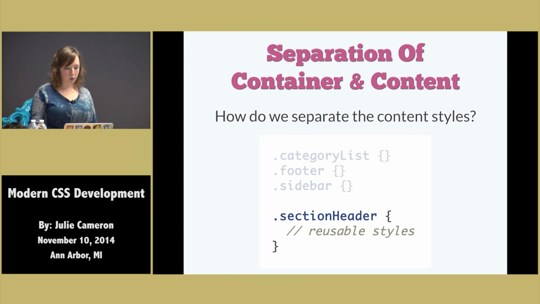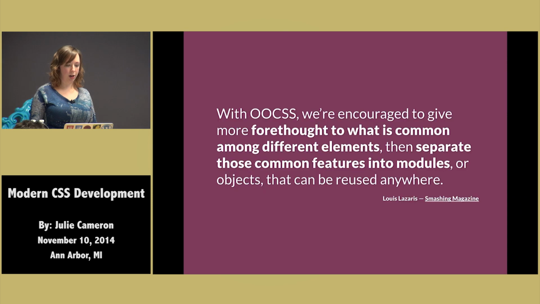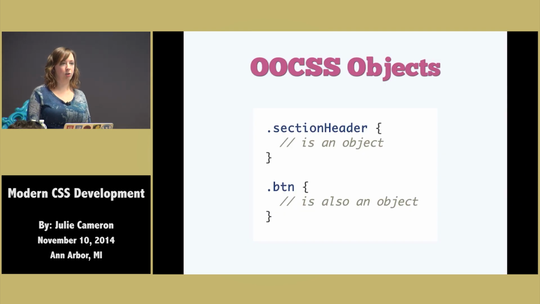Here's a quote that I think sums up what we're trying to do. It says that with OOCSS, we're encouraged to give more forethought to what is common among different elements and then separate those common features into modules or objects that can be reused anywhere. So what this really means is that our section header is an object, our button is an object. These reusable pieces that we can just plug and play and put together are all objects in object-oriented CSS. So we're continually abstracting these styles.